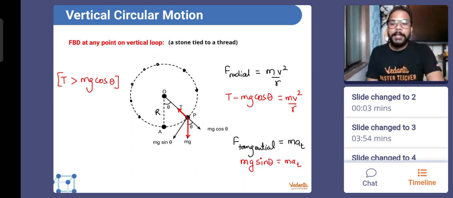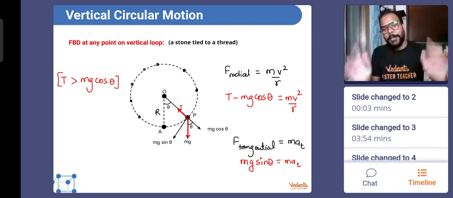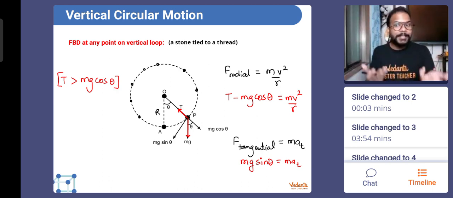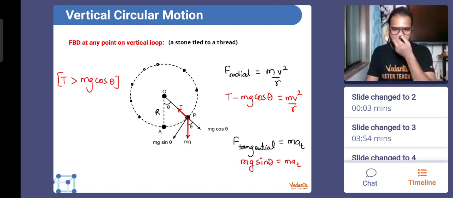Sir, if T is less than mg cos theta... that's a very good point someone made. If this condition is not satisfied, if mg cos theta is more than tension, the spring will break. That's what will happen. Accidents happen also. If you have a stone and you start moving it very fast, the spring may break. Sir, what if they are equal? If they are equal, the body will not be able to move in the circular path, because then the centripetal force becomes zero.